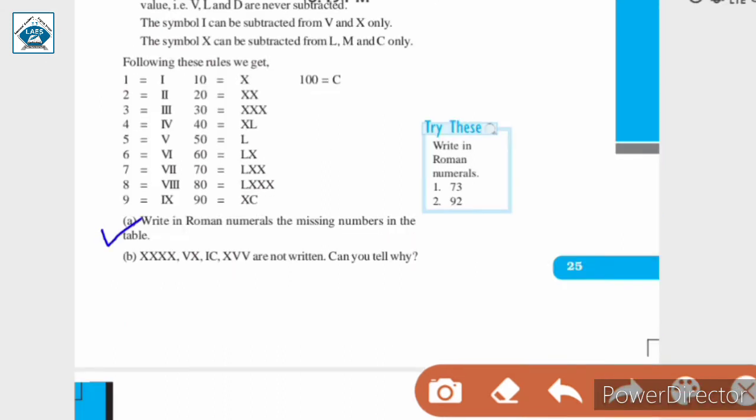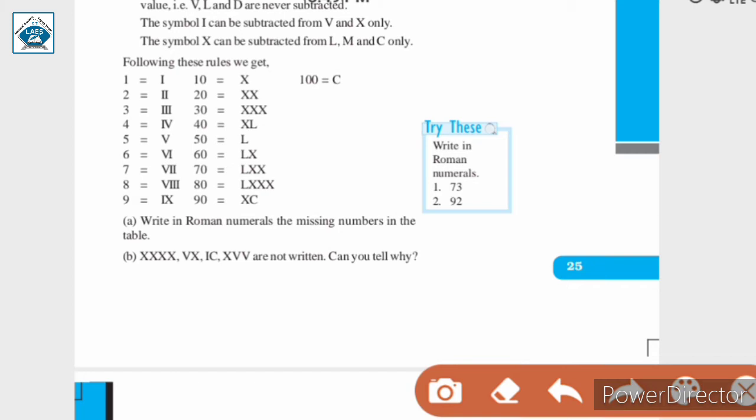Write in Roman numerals the missing numbers in the table. So in this table we have some missing numbers. We are given numbers from 1 to 100, but some Roman numerals are missing. So we will have to write the missing numerals. So you find out those numerals and write those numerals in your notebook.